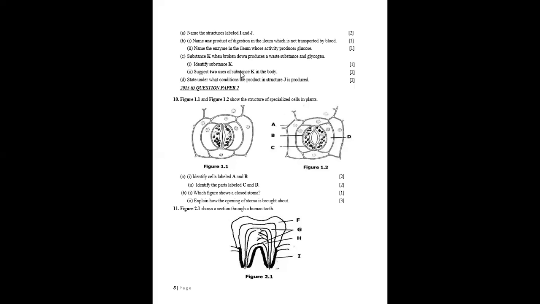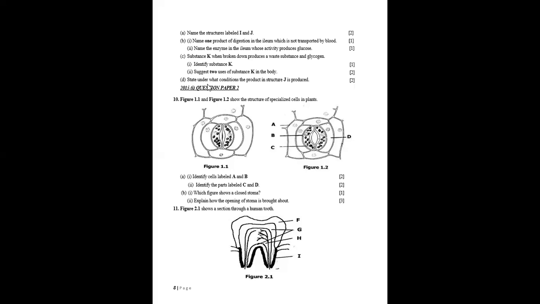Suggest two uses of substance K in the body. Two uses of amino acid. It is used in growth and repair of body tissues, and it is used for making body chemicals such as hormones, enzymes, antibodies, etc.